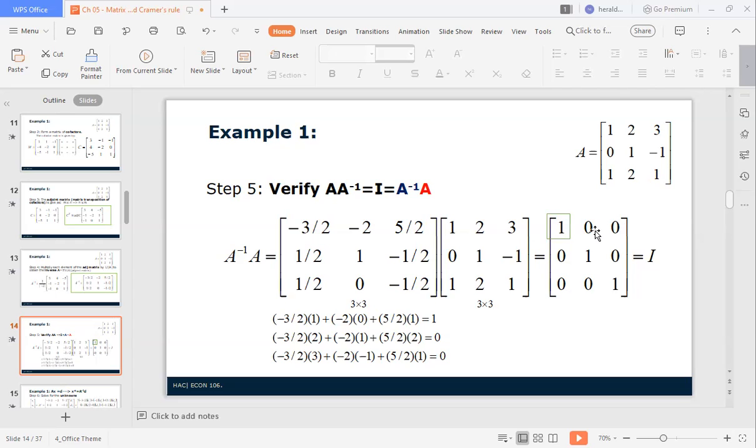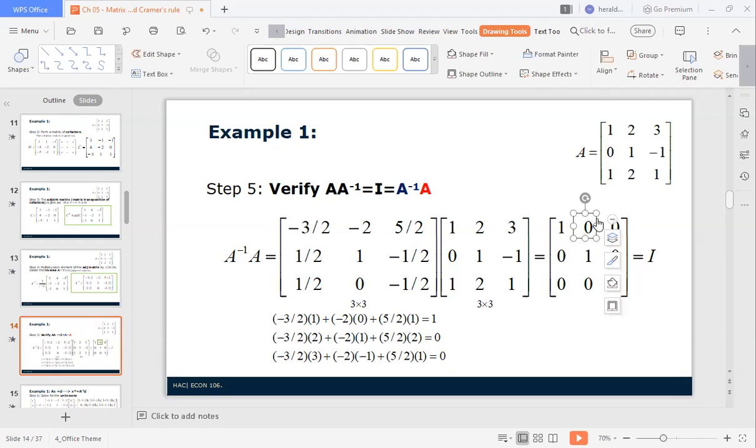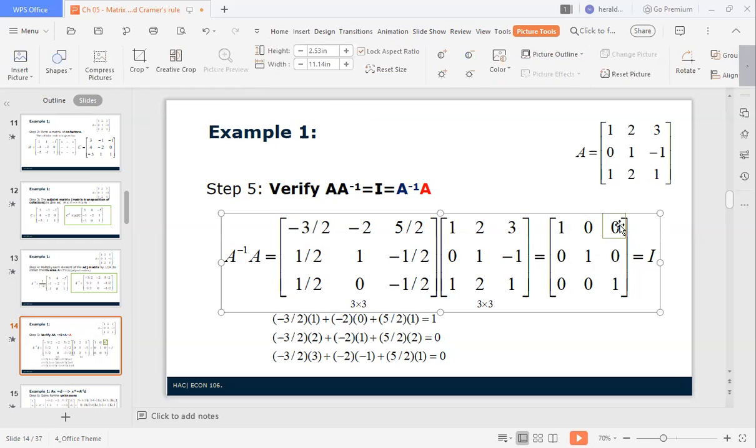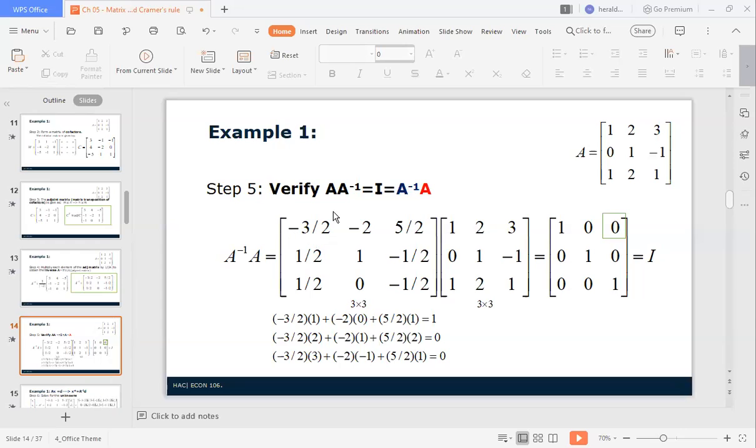So that's negative 3 over 2 times 2, negative 2 times 1, plus 5 over 2 times 2, and the answer is 0. For this 0 right here, how did we obtain it? That's negative 3 over 2 times 3 plus negative 2 times negative 1 plus 5 over 2 times 1, and we got an answer equal to 0. So that is how we do matrix multiplication, okay?